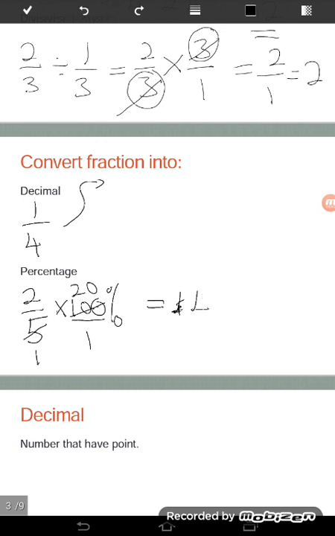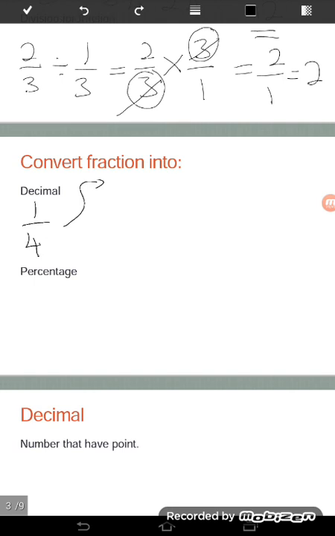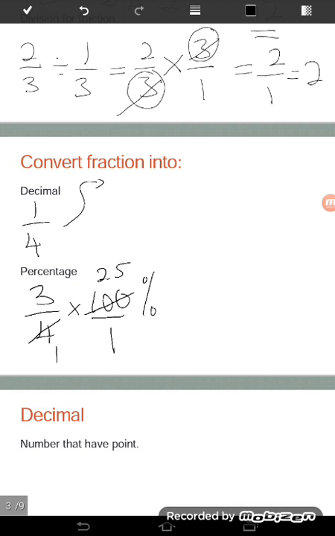Another example: 3 over 4 times 100%. 100 is 100 over 1, so you can divide the 100 in the numerator by the denominator 4. 100 divided by 4 is 25, and 4 divided by 4 is 1. So 3 times 25 gives you 75%, and 1 times 1 is 1, so 75%.